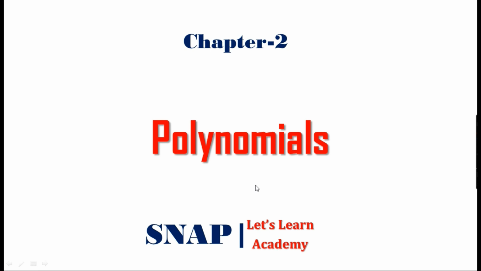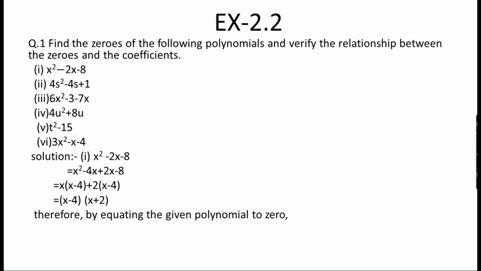Today we are going to learn Chapter 2 Polynomials of NCERT. Let us discuss Exercise 2.2 of NCERT. Question number 1. Find the number of zeros of the polynomial and verify the relationship between the zeros and the coefficients. Let us take the first part of it.